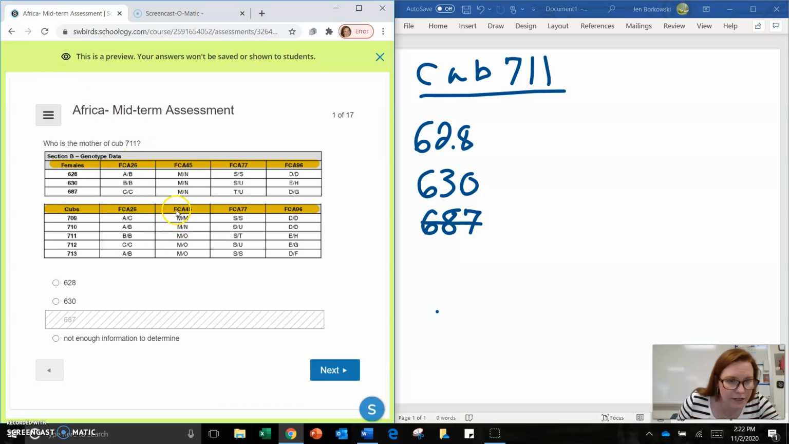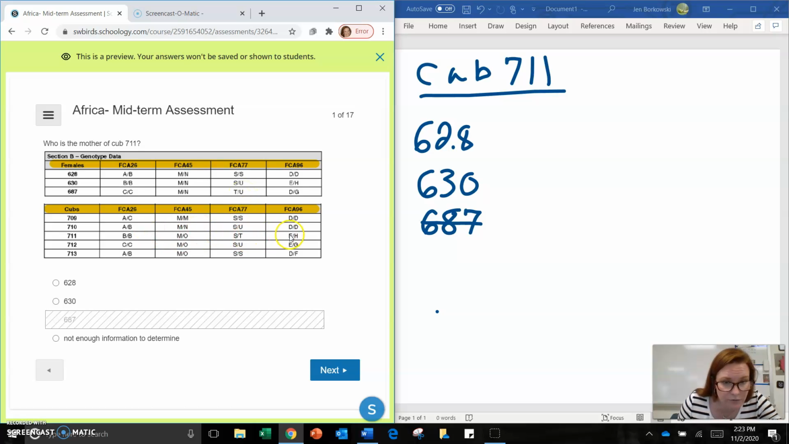Let's move on to the next gene. Our next gene is FCA45. This cub has an M from one parent and an O from the other parent. And if I look up here, all of these females have an M, so it could be any of them, right? So that one doesn't help eliminate. So I move to my next one. The cub has an S from one parent and a T from another parent. Well, all of these have S and T's, so that doesn't help me out a whole lot.